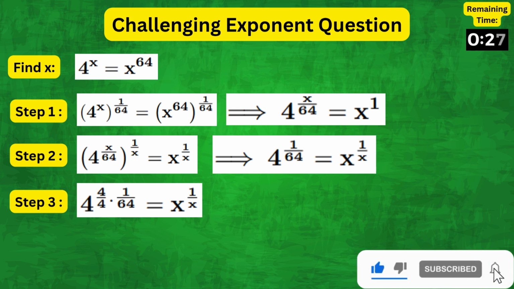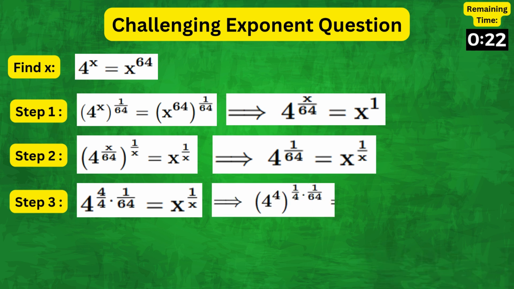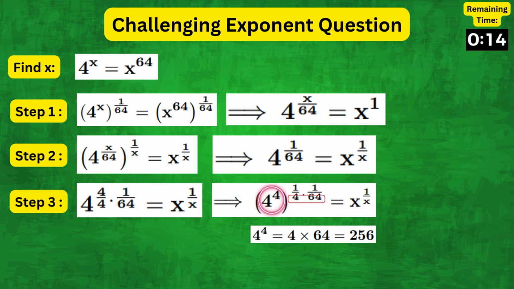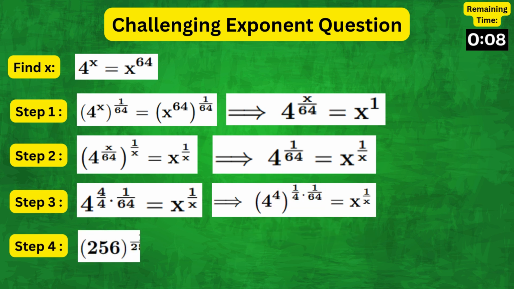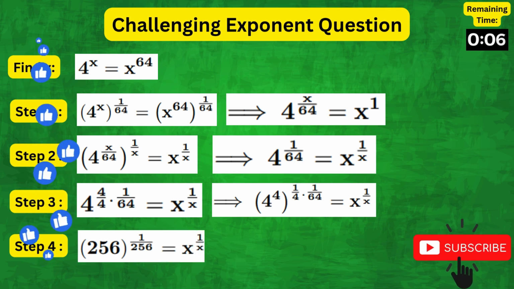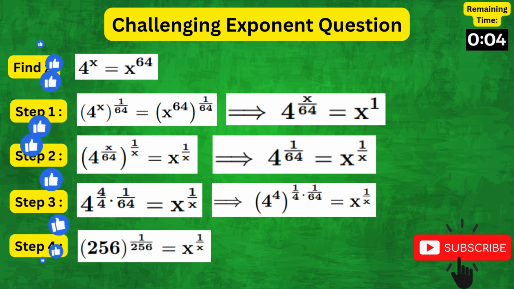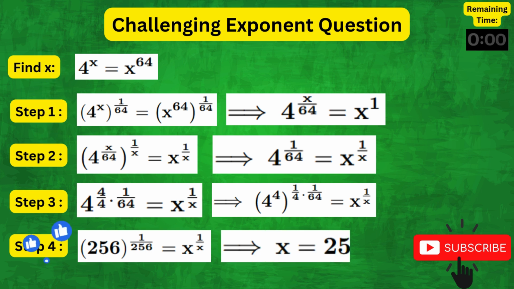This form allows us to rewrite the left-hand side as 4 to the power of 4, whole to the power of 1 over 4 times 1 over 64. Now recognizing that 4 to the 4 equals 4 to the 64, which is equal to 256, we get the equation 256 to the 1 over 256 equals x to the 1 over x. And of course, comparing both sides, we get x equals 256.